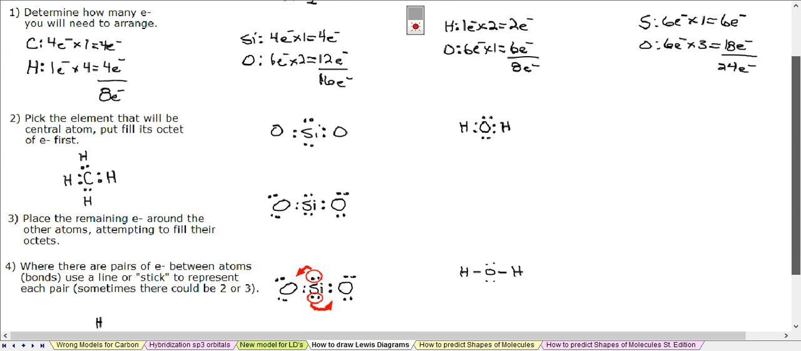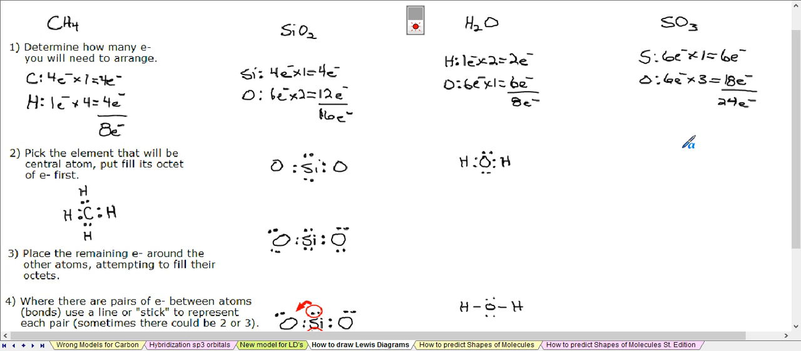Now let's go back up to sulfur trioxide. This one's going to be a little bit more interesting. There's 3 oxygens, 1 sulfur, so we'll pick sulfur to be the central atom. We'll put the 8 electrons that we know it needs around it. We'll pop our oxygens on here, we'll just put them like this. And we'll now start adding more oxygen.